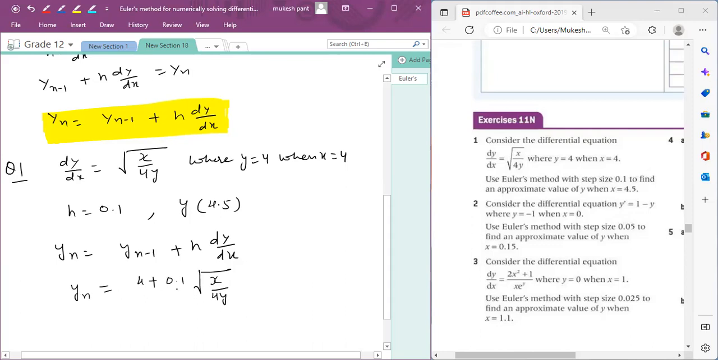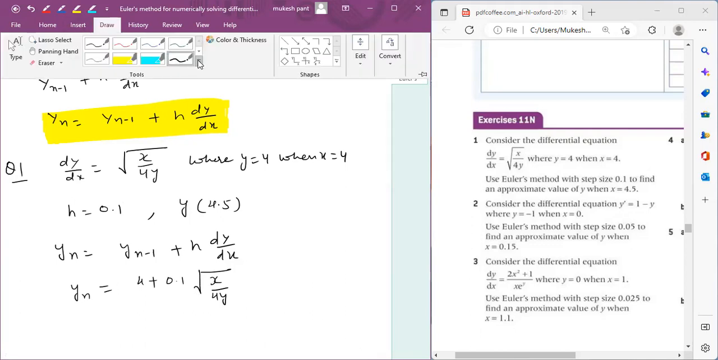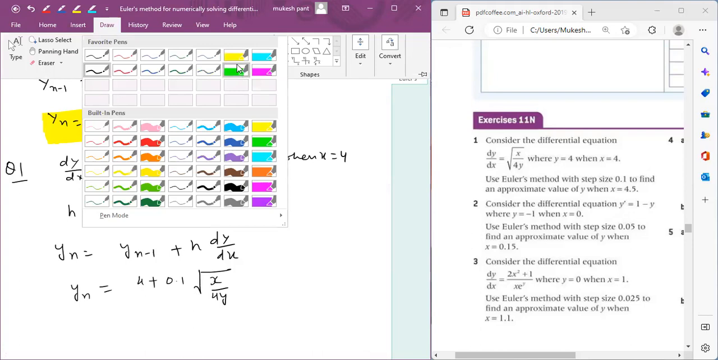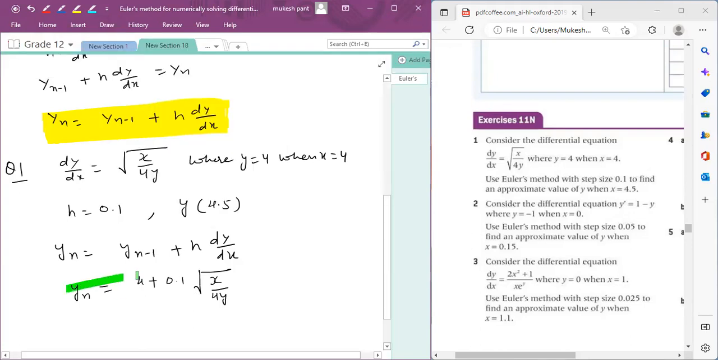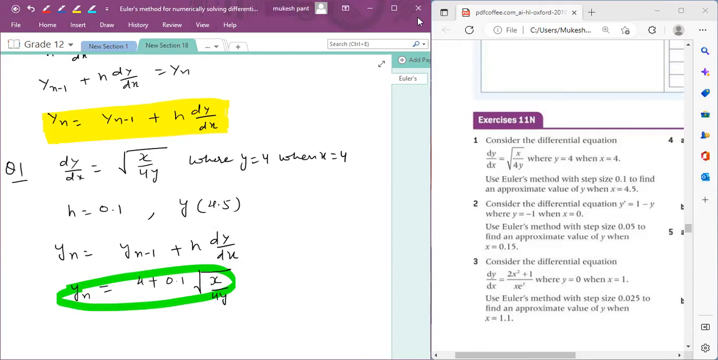But we cannot calculate this manually. From this point we will have to use the calculator. Okay, we are only writing the equation from here, and this is the equation. As you know, we are getting this equation from this data. Okay, so let's discuss how to use the calculator.